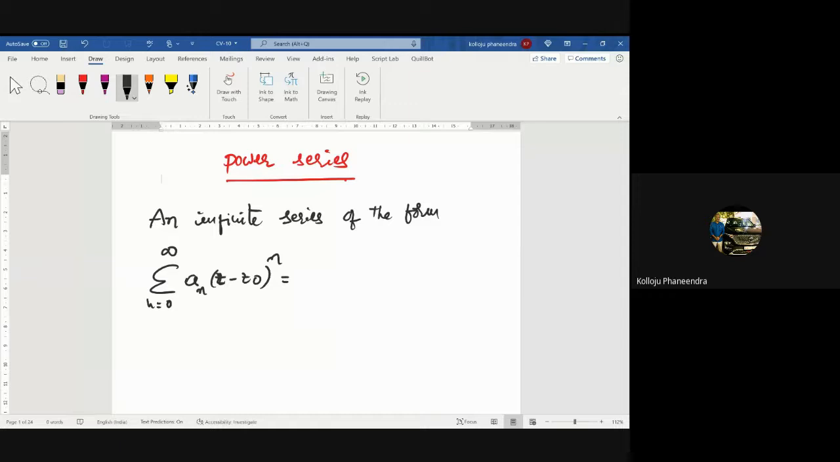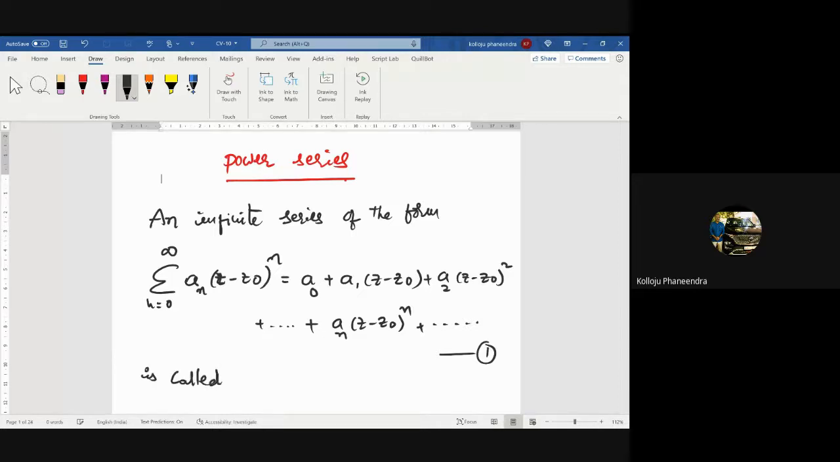That means if I expand this, first term, if I put n equal to 0 in this, you will get a naught. N equal to 1, the expression is a1 into (z minus z naught). N equal to 2, (z minus z naught) whole square, and so on, like this. If I want to write the nth term, this is the nth term, whole to the power of n, and up to infinity. Take this as equation 1. This infinite series is called power series about the point.